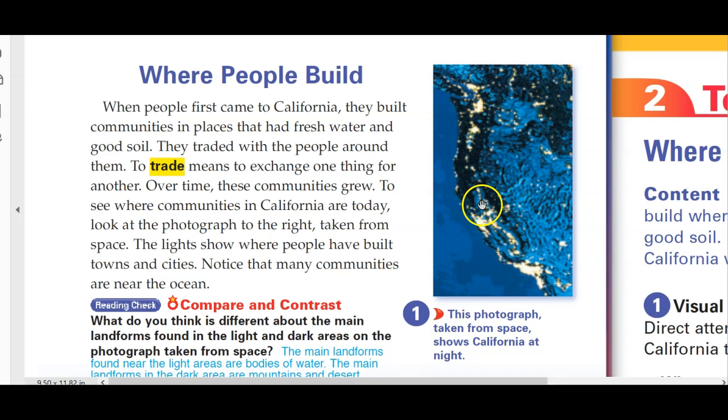Okay, this is a photograph like if you were watching it from space. It says to see where communities in California are today, look at the photograph to the right, taken from space. The lights show where people have built towns and communities. Notice that many communities are near the ocean. See? There's a little piece of water right here. You notice that they're all here, plus these. The bright lights are near the ocean.